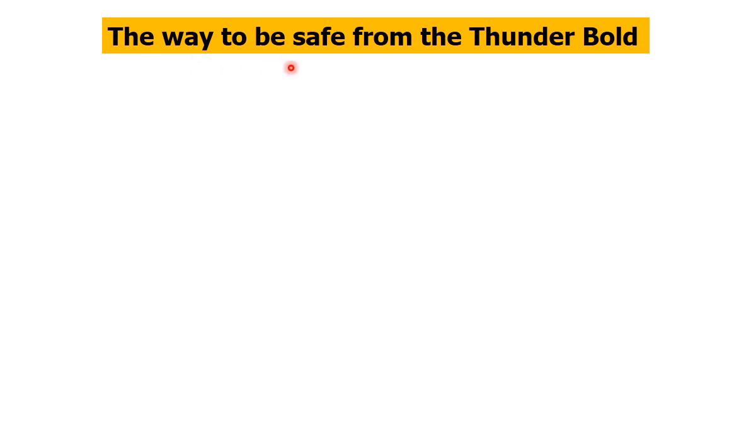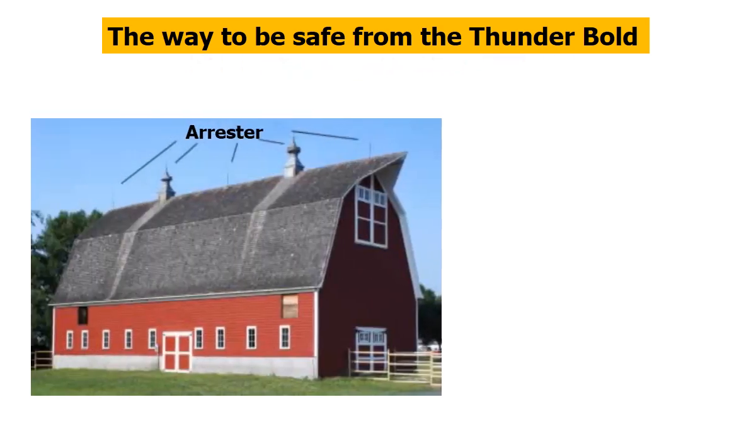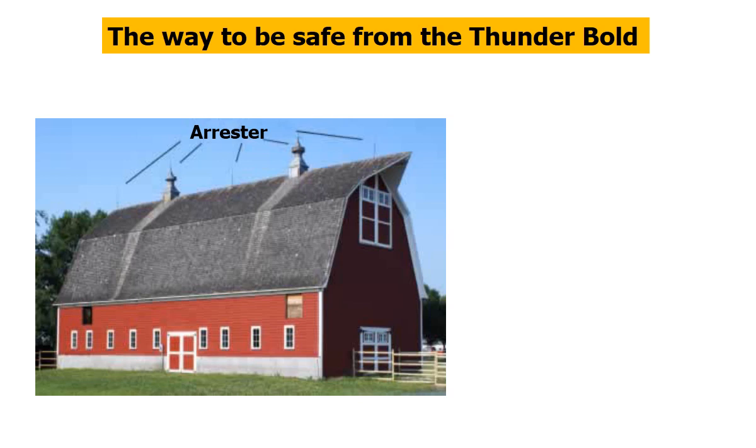The way to be safe from the thunderbolt. In order to protect a building from lightning or thunderbolt, a lightning conductor or arrestor is used. Here you can see an arrestor on the top of the building, which protects the building from lightning.